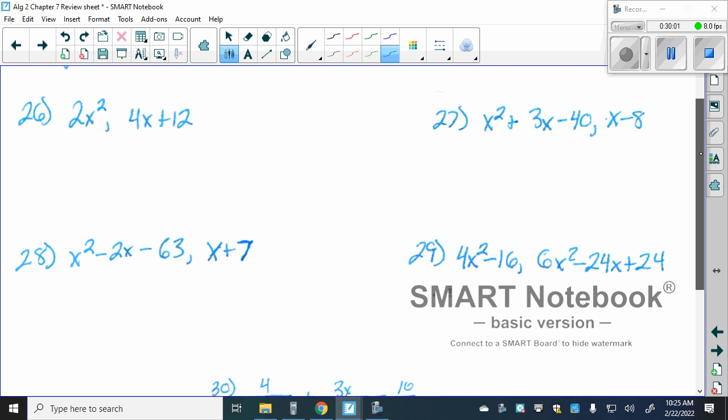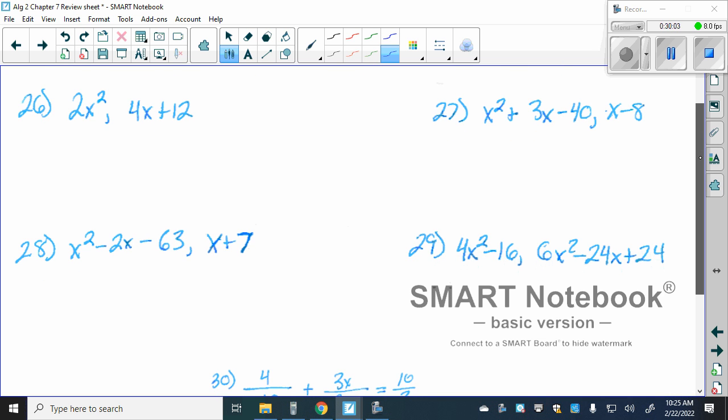Now we're specifically going to look at 26 and 29 for these here. Well, looking at 26, the 2x squared, can we factor it in any way, shape, or form? Nope, so it's just going to stay that. But the 4x plus 12 does have a greatest common factor of not just 2, but 4, which would leave us with x plus 3, because factoring the 4 out of the 4x gives us x, and factoring the 4 out of 12, we get 3.